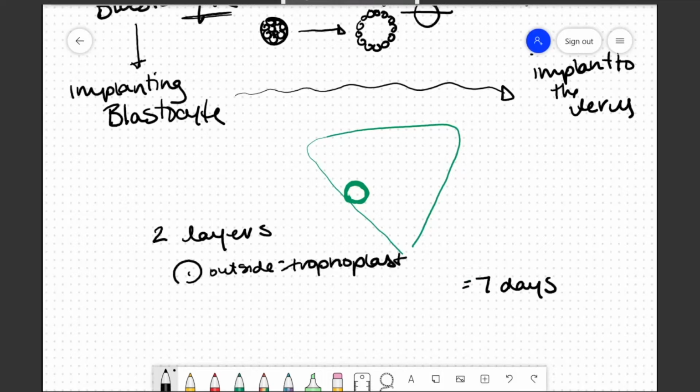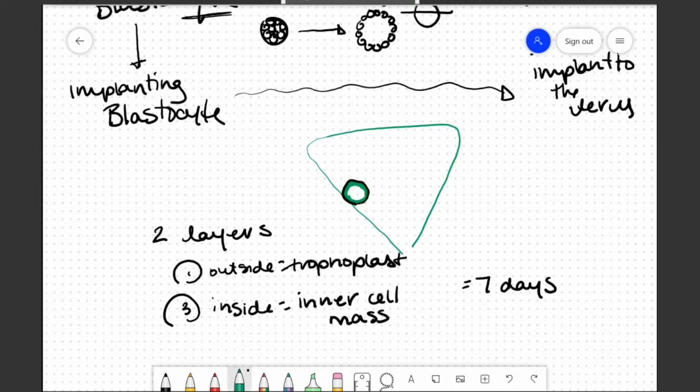So that will be the black layer. And then the inside layer is going to be called the inner cell mass. And that will be the green in this image right here. So if this implanting blastocyte is implanting on our uterine wall in our endometrium, that's awesome.